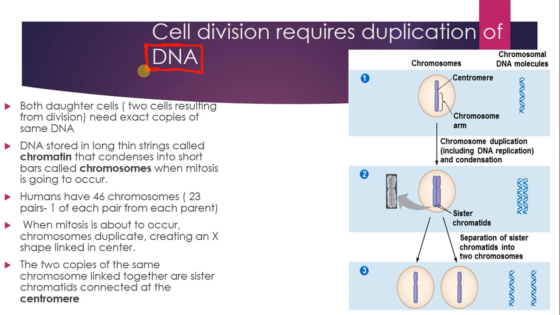So the first part of mitosis, before the cells can actually divide, we need to duplicate our DNA. So both daughter cells, 2 cells that are resulting from cell division, need exact copies of the same DNA. So if I have a cell, and then mitosis happens, and we have 2 new cells when this divides, these are called daughter cells.